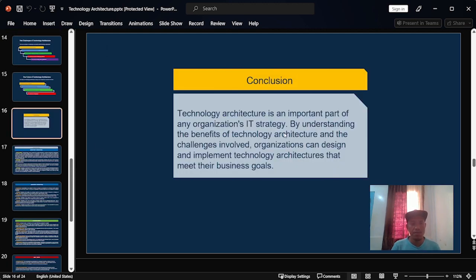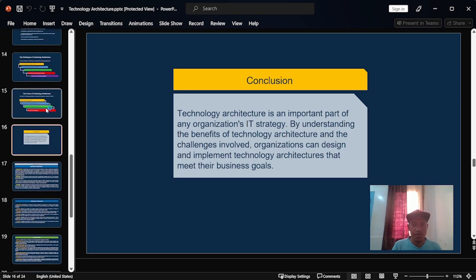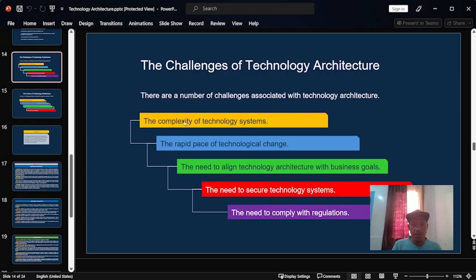This is my conclusion. Okay, before that, so the challenges of technology architecture. So there are a number of challenges associated with technology architecture. So is the complexity of technology systems. So ngayon, ang technology napaka-complex. So marami na siyang technology na nag-exist. So this is the rapid pace of technological change. So rapidly changes ang mga technology.